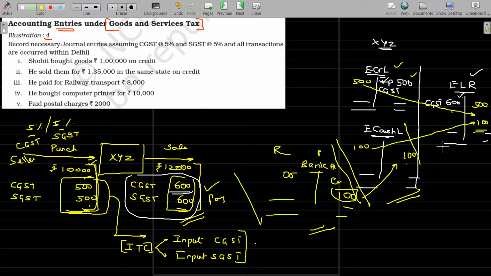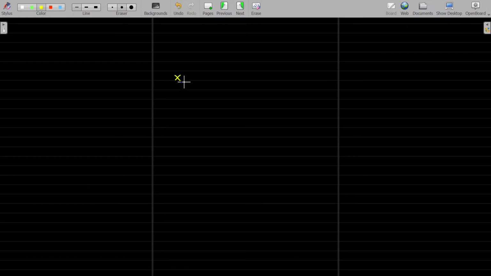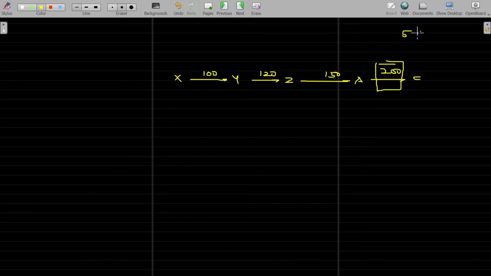What happens now? X sells to Y for rupees 100. Y sells it to Z for rupees 120. Z sells to A for 150. A sells to the customer for 200 rupees. And what is the ultimate tax? We assume the same 5%. If the tax rate is 5%, the final consumer has to pay tax at 5% on the final value of 200 rupees, so 10 rupees should be payable.